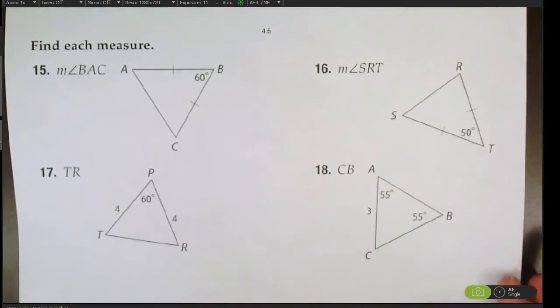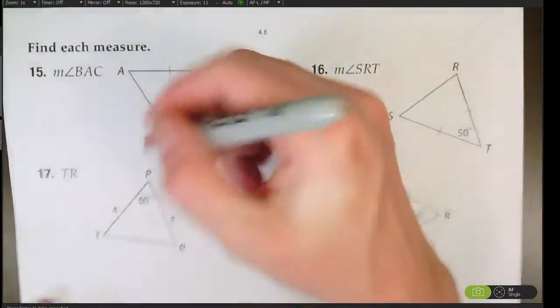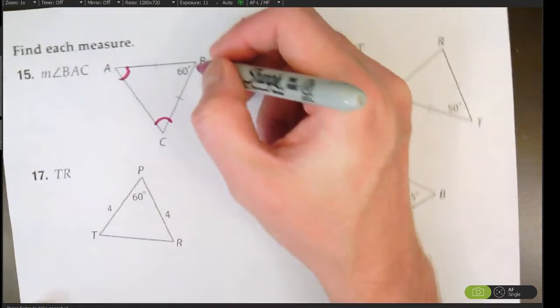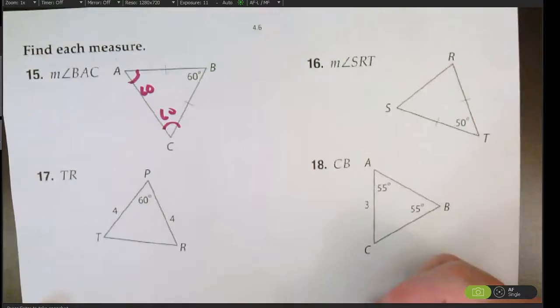All right. Next set of examples, we can kind of breeze through these pretty quickly. The key is that, oh, it's isosceles, meaning that the base angles are congruent. But hey, one of those base angles is 60, which means the other two have to be 60 as well. So BAC has to be 60 degrees.